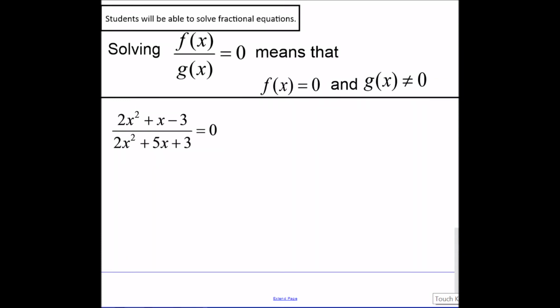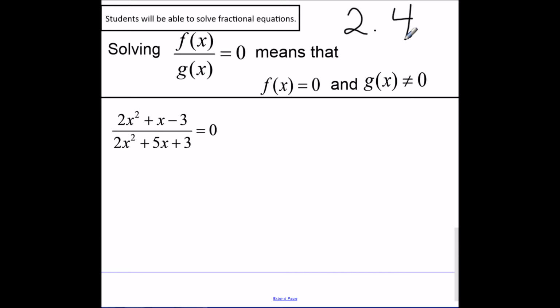This is a pre-calculus video on section 2.4, solving rational equations. That means solving equations with fractions. And so here's what you need to know.